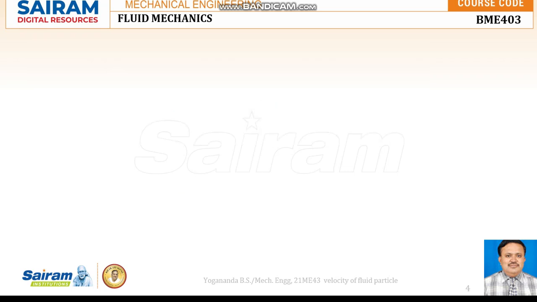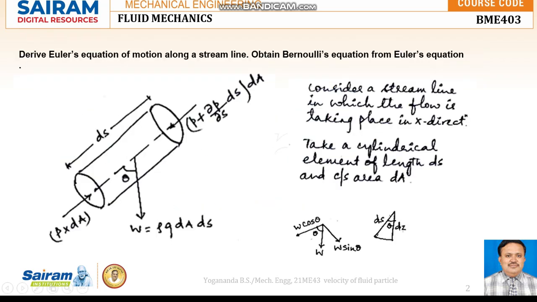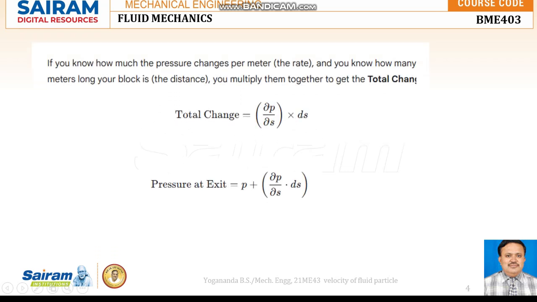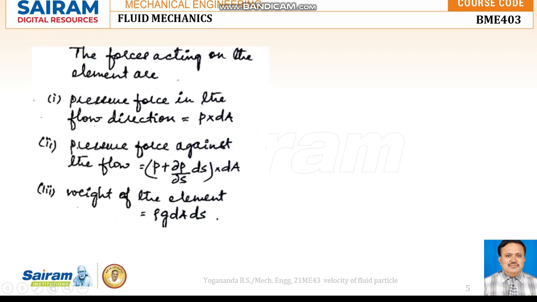That is shown in the beginning. The pressure force at the entrance is P into dA. The pressure force at the exit, against the flow, is P plus del P by del S of ds, into dA, and the weight W, which is to be split into x and y components. W cos theta is the component of weight in the S direction. So we have three forces acting on the fluid element: pressure force in the flow direction, pressure force against the flow, and weight of the element.